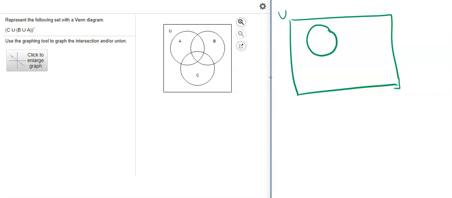Like maybe A is some kind of positive numbers, B could be even numbers or something. Oh no, I'm already screwing it up, because then they wouldn't be drawn like this in the same shape. Maybe if you think about it, you can figure out why. But here we are dealing with sets A, B, and C.